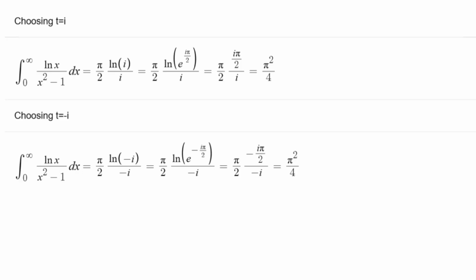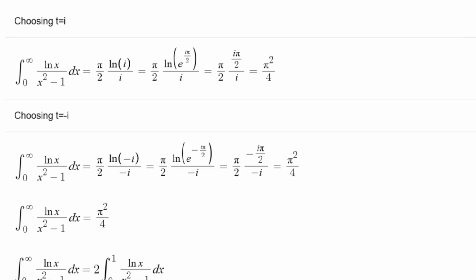That's a little bit related to the answer to the Basel problem. Let's see where this goes. All right, so I just restated that. That integral is equal to pi squared over 4. And then let's just state this. The integral from 0 to infinity of natural log x over x squared minus 1 is equal to 2 times the same integral except going from 0 to 1.